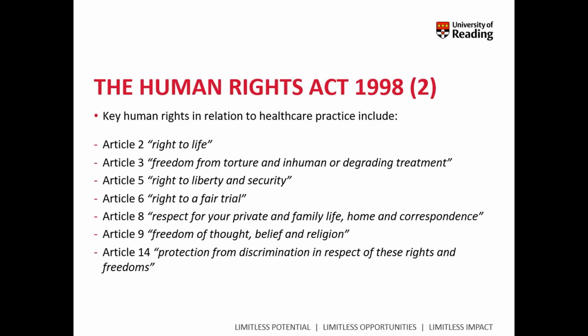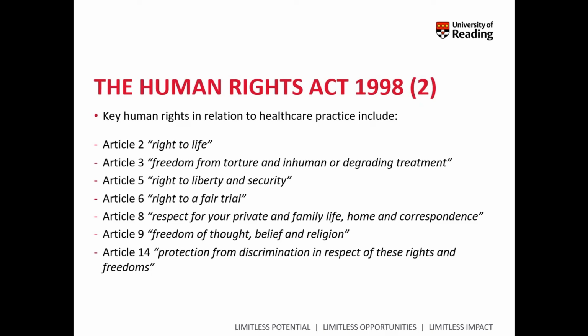Article 6, the right to a fair trial, is fairly self-explanatory, I would think. An example is disciplinary procedures and a right to know what you are charged with and be given notice of the time and place of any proceedings. So it's a right to know what you're being accused of, to make a case in your defense, and to know when all that's going to happen.